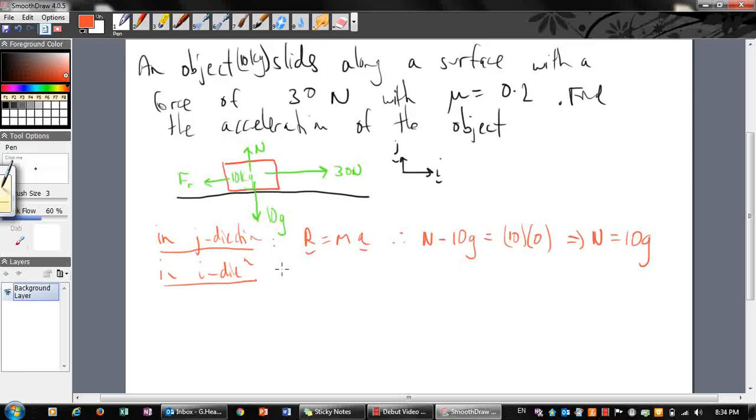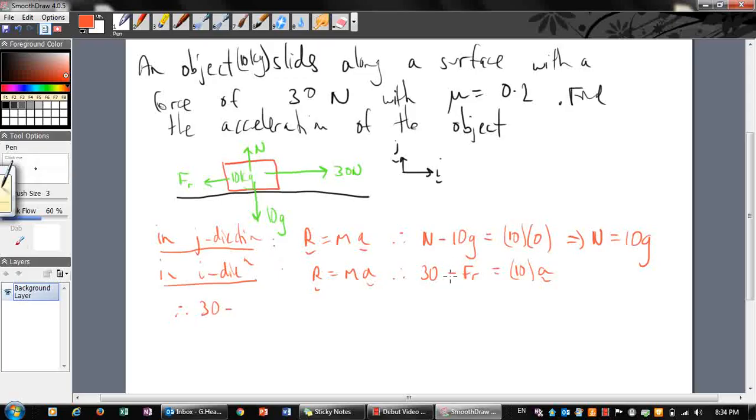Perfect. Now let's have a look at the I direction. R is equal to MA in the I direction. Therefore, let's look at our resultant force. In the positive direction we have 30. In the negative direction we have our friction force, and that's equal to mass, which is 10, times acceleration, which we want to know what the acceleration force is. Let's go to solve this.